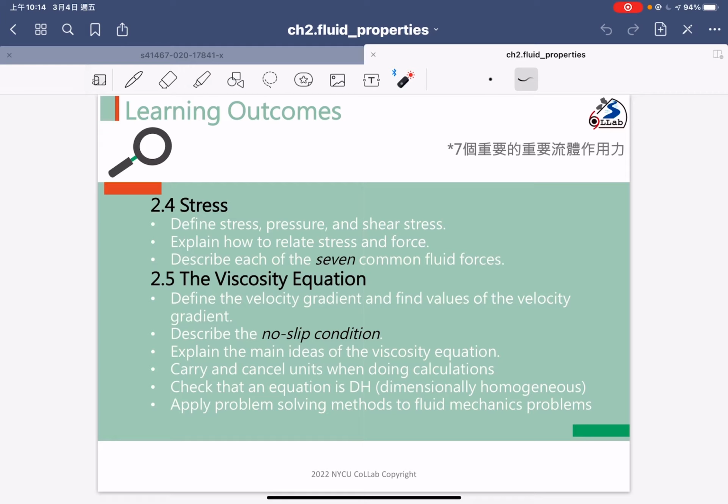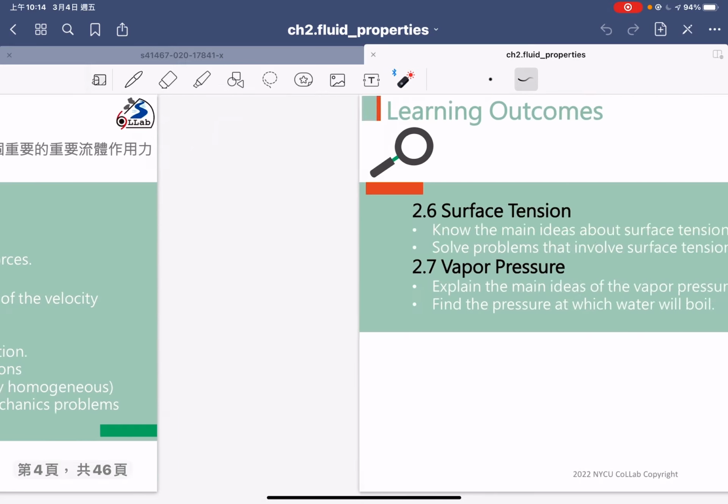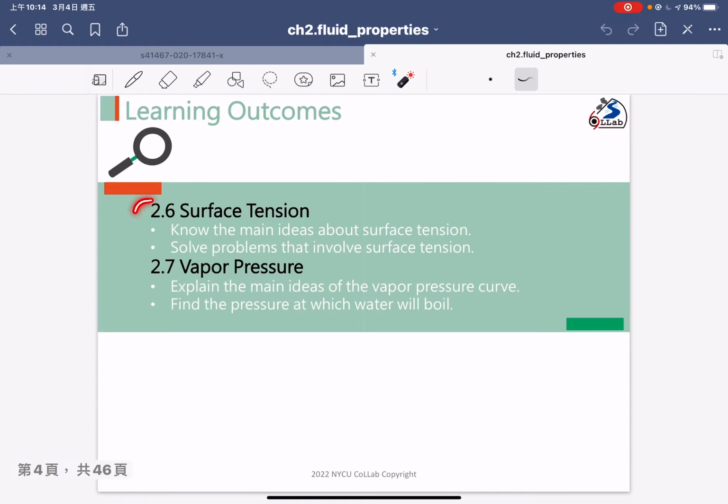One most important equation is the viscosity equation. And sometimes we discuss it with the viscosity equation. There is an important condition, which we call the no-slip condition. Okay, and I will also teach you later. And the final topic, the 2nd topic, is surface tension and vapor pressure.